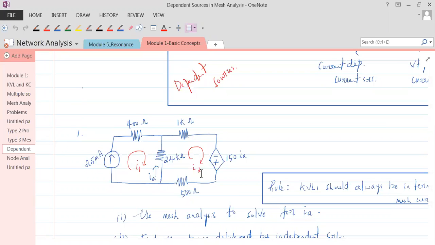So again, I'm repeating: in mesh analysis, we apply KVL to find out the mesh currents. But if the mesh current is known, there we don't apply KVL. Now, let's come to node analysis.